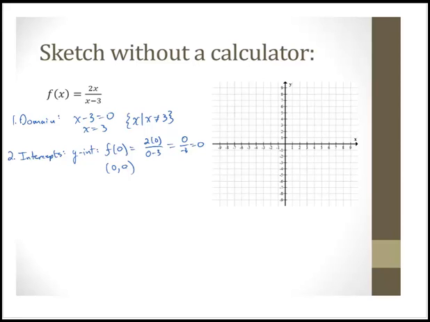Now to find x-intercepts, we would set the function equal to 0. 2x over x minus 3 equals 0. Now if I multiply through both sides by x minus 3, I get 2x equals 0, which implies that x equals 0. So I didn't get any new information. All I still know is that it passes through the origin.